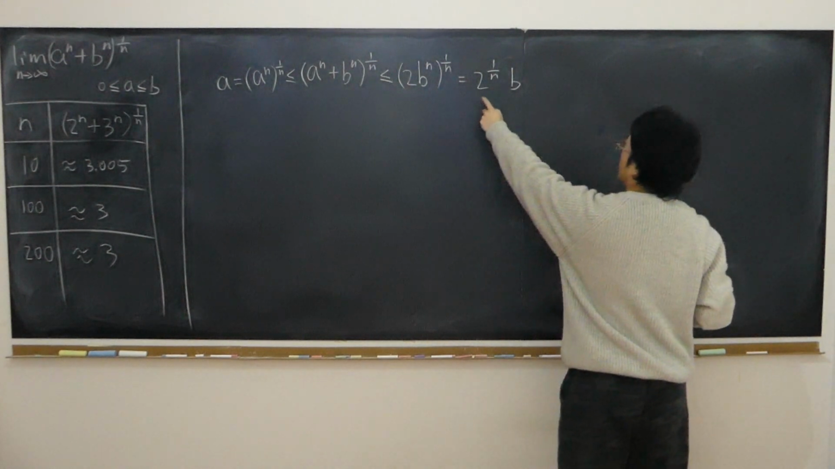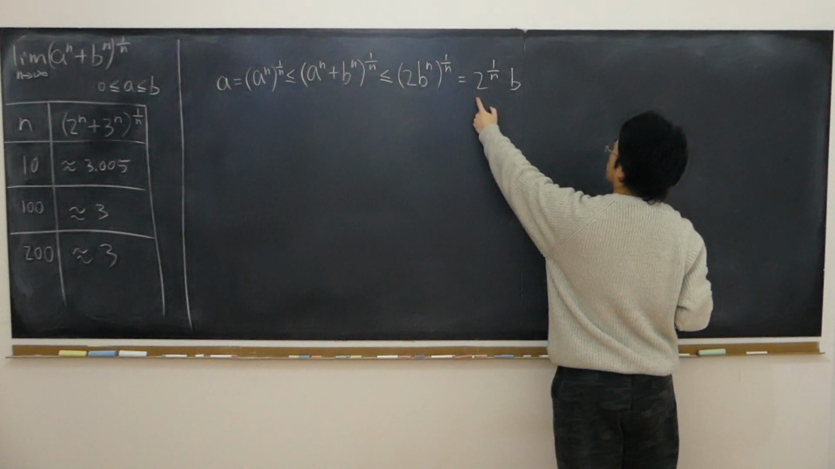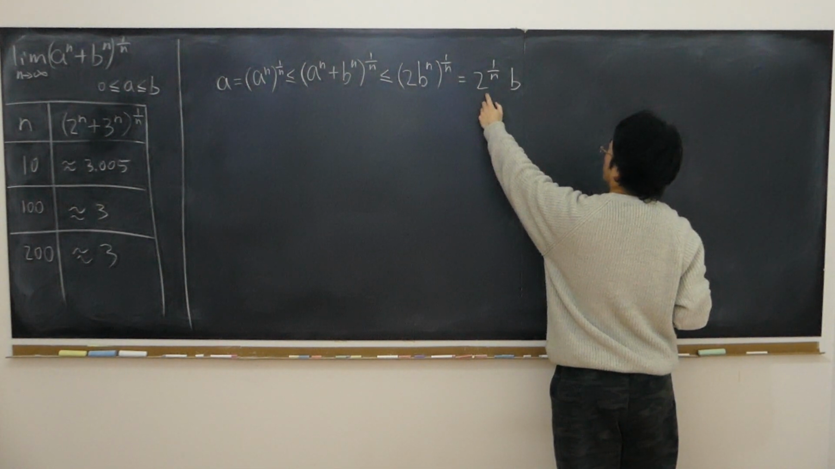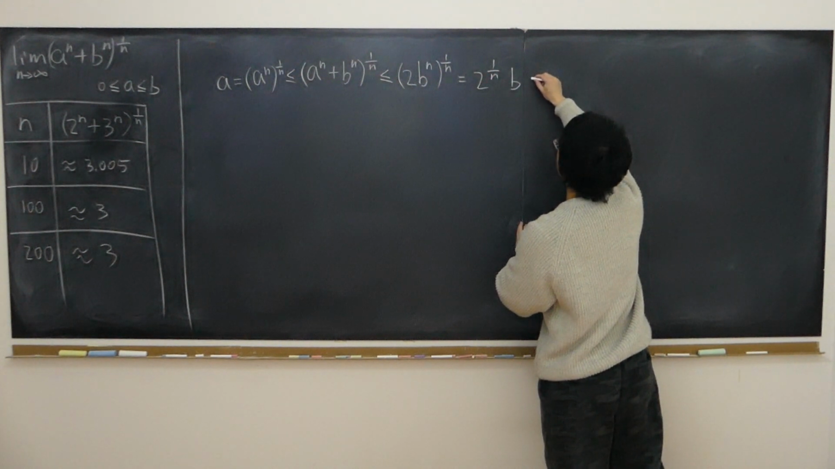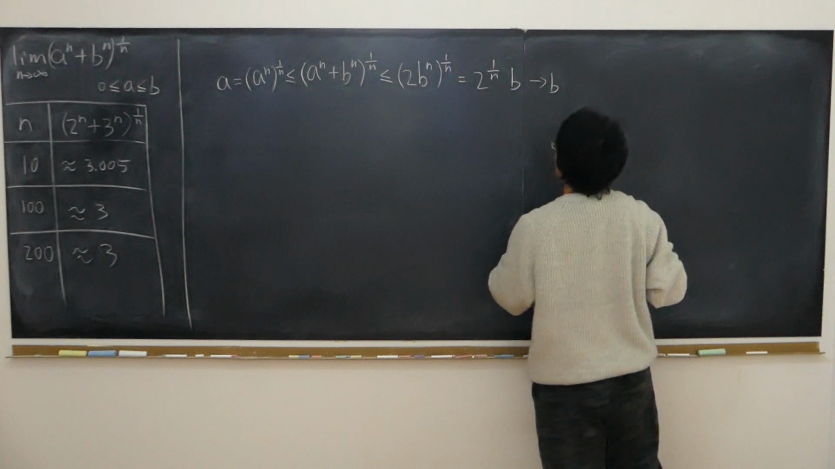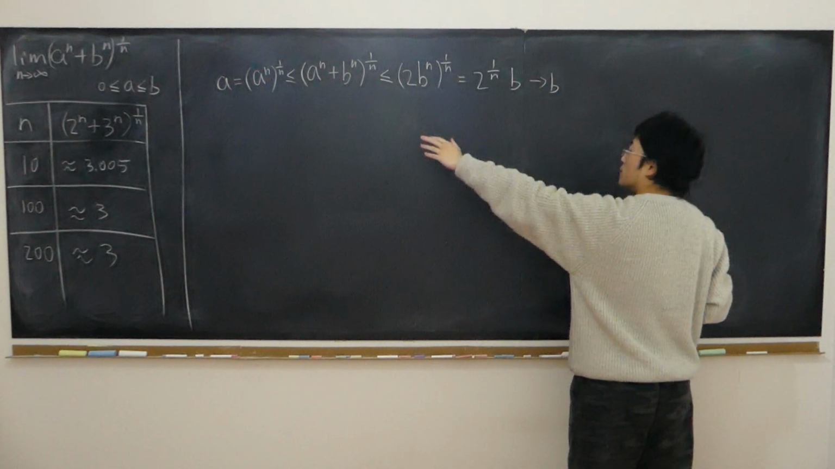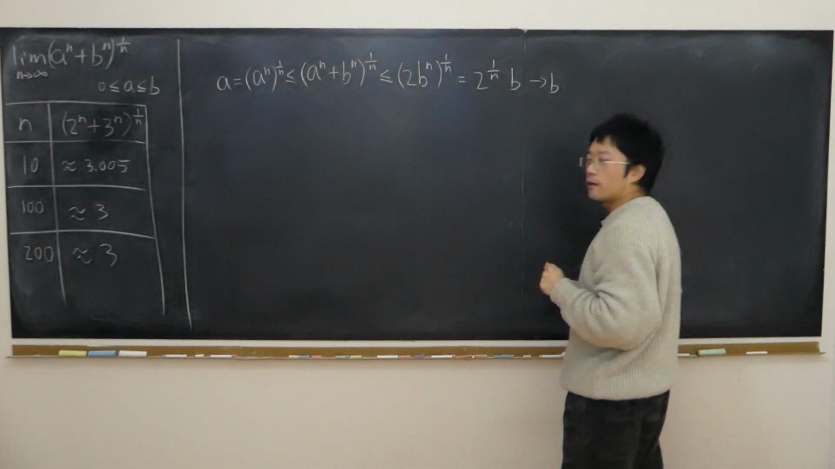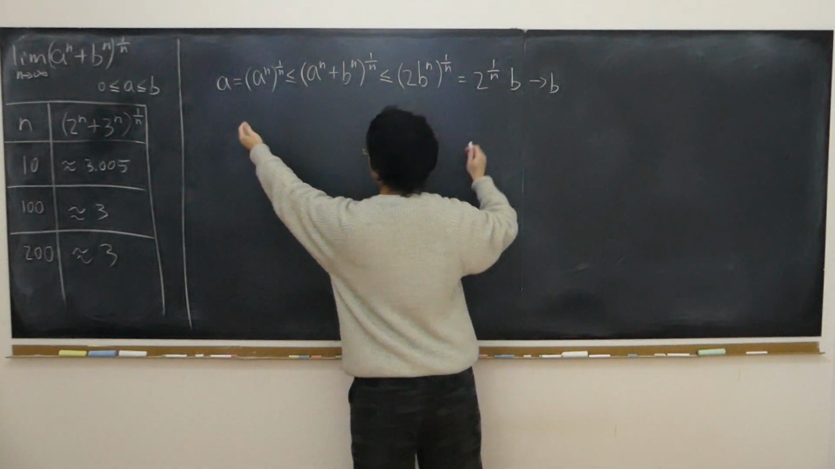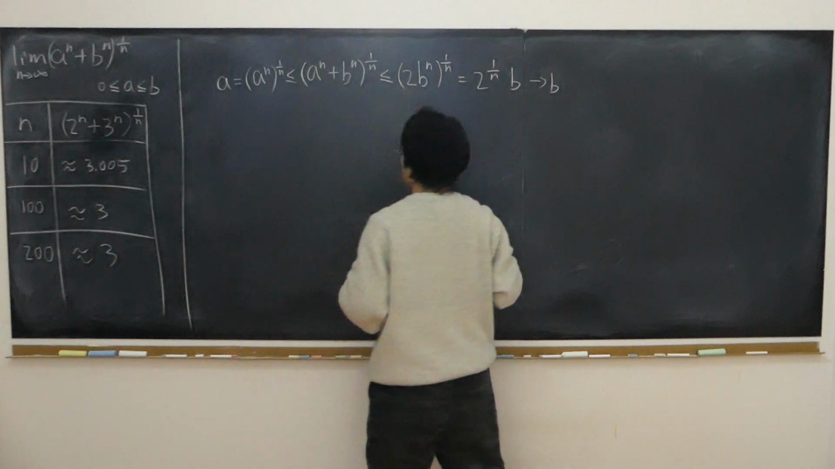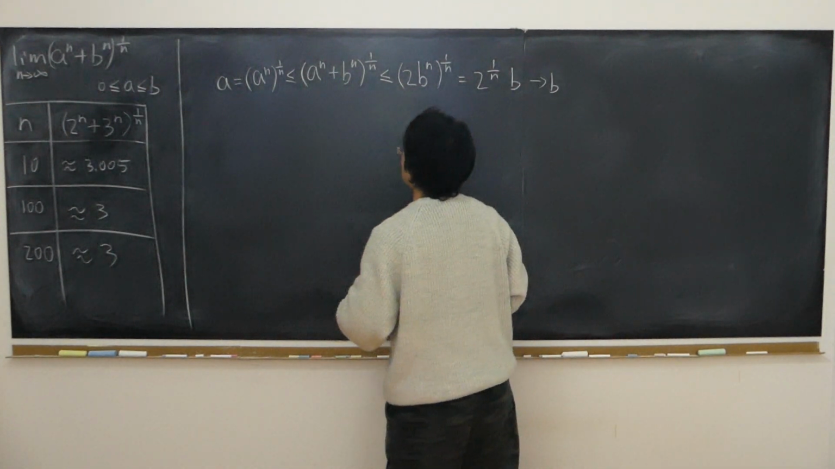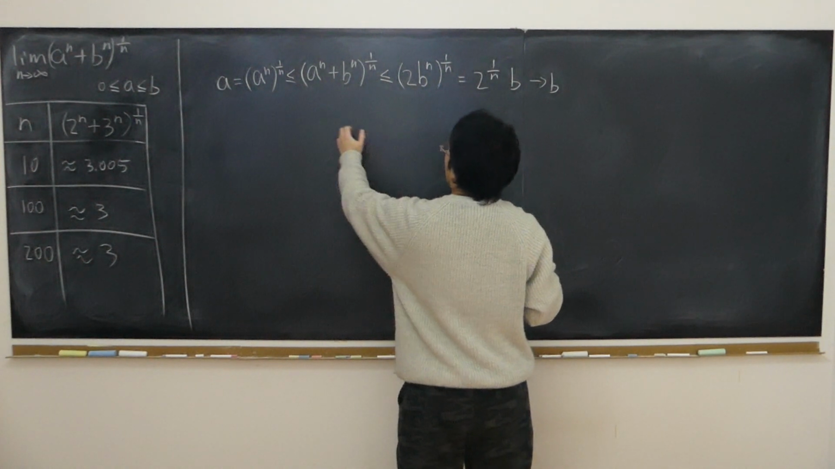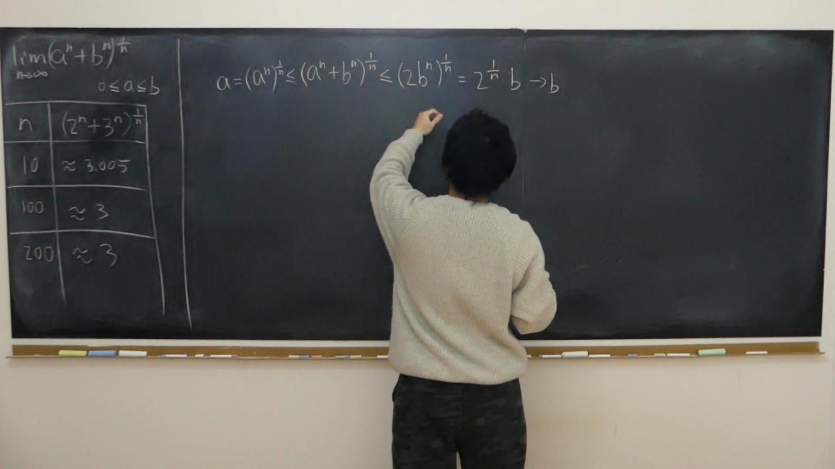And obviously any constant raised to the power of 1 over n, as I mentioned in previous videos, approaches 1. So that is approaching b. So in that case, in fact, we cannot apply the squeeze theorem because we have different limits on both sides. Right? So it is unsqueezable in this case.